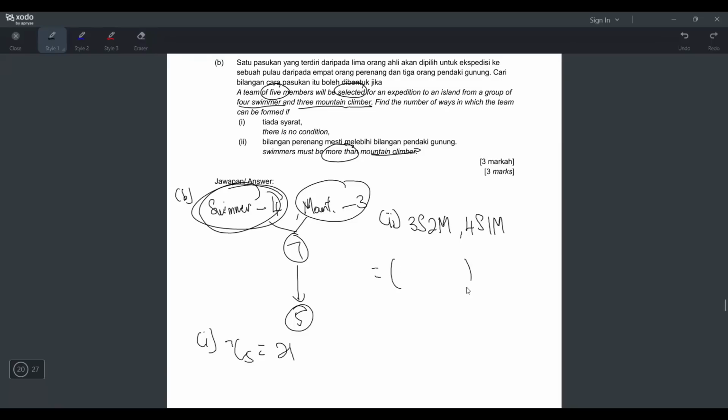So now I have to open a bracket, and then later plus, right? How to choose 3 swimmers from 4? 4C3, and then 2 mountain climbers from 3, so 3C2, and then times them together. Same here, swimmers 4, choose 4 also, so 4C4. 3 mountain climbers, but I only end up choosing 1, and then times them together. Okay, press this, then you will get the answer. This one you get 12. This one you get 3. 12 plus 3 is 15. Right? So that's the answer. Okay, sudah siap.